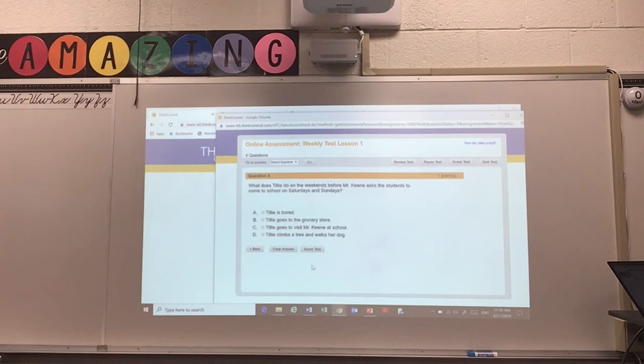All right, Tilly was our main character. What does Tilly do on the weekends before Mr. Keene asked the students to come to school on Saturdays and Sundays? So once again, I'm going to read all the choices. Tilly is bored. Tilly goes to the grocery store. Tilly goes to visit Mr. Keene at school. Tilly climbs a tree and walks her dog. Now I remember she wasn't bored, and I know that the story never said anything about going to the grocery store or going to school to visit Mr. Keene. So I'm pretty sure I remember she climbed trees and walked her dog. So for the sample, this was my last question.